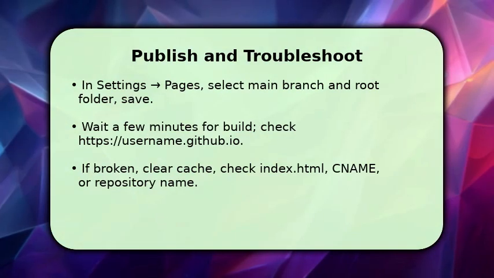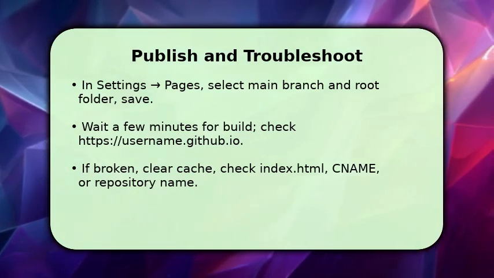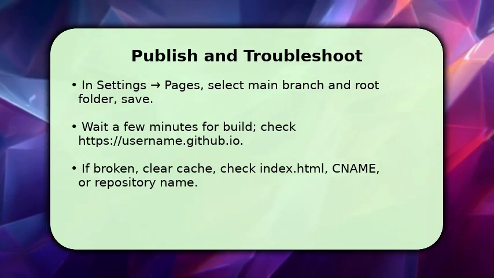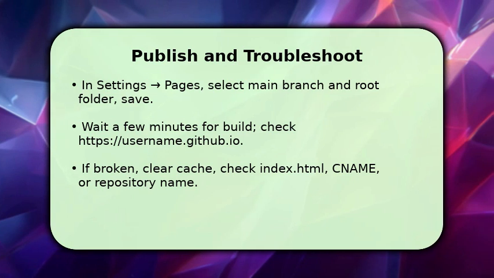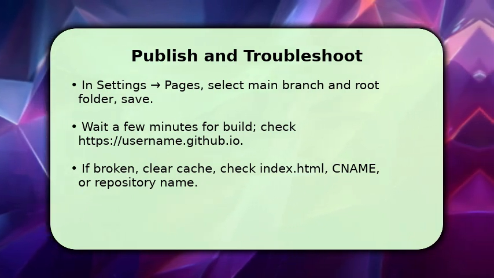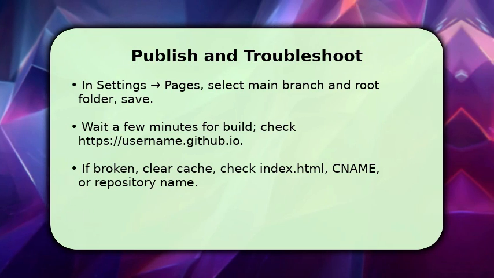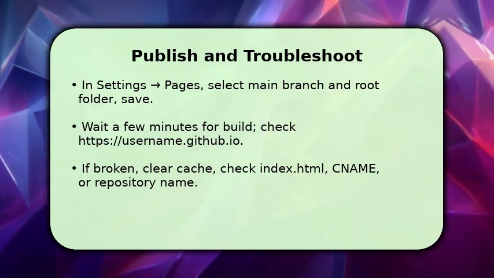Finally, you publish by selecting the main branch as the Pages source and saving. GitHub begins a build and shows the published URL. Wait a few minutes and then visit https://username.github.io to verify content.